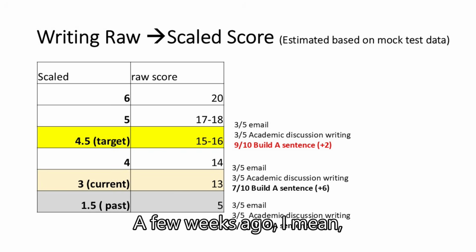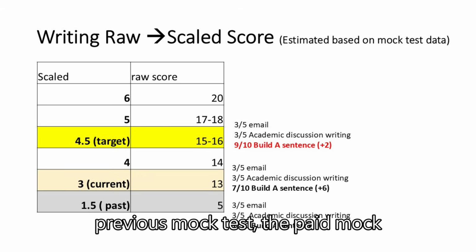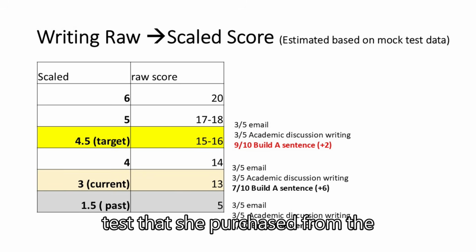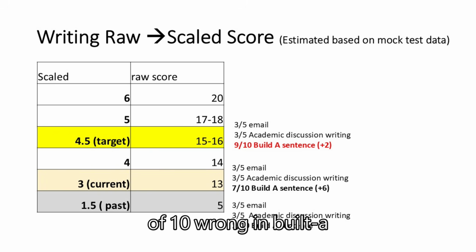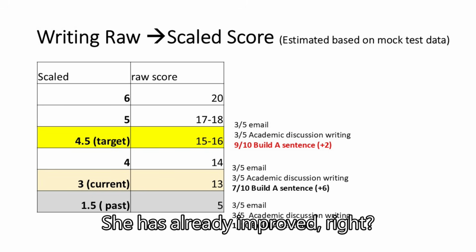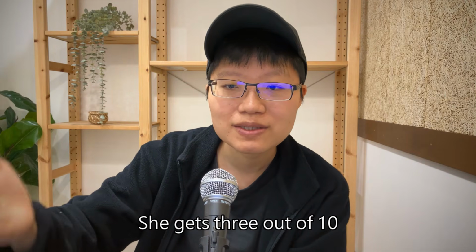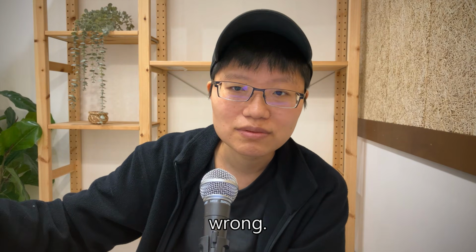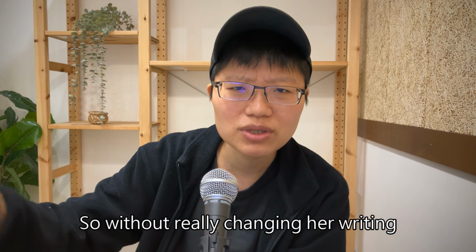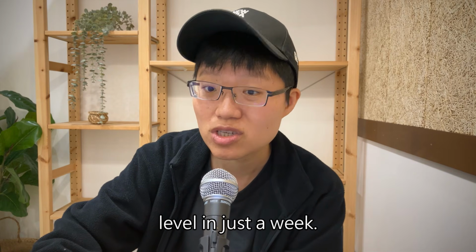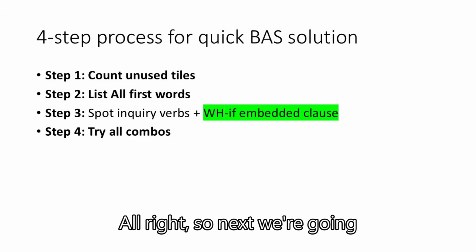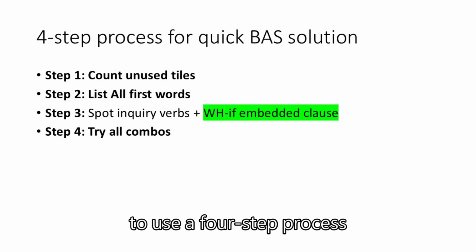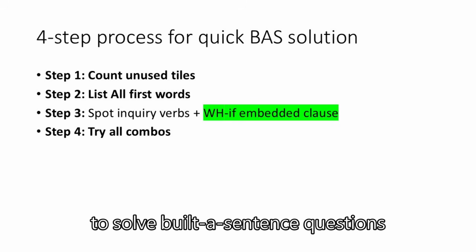A few weeks ago, actually 1 week ago, in her previous mock test, the paid mock test that she purchased from the ETS website, she got 9 out of 10 wrong in build a sentence. Now she's much better. She has already improved, right? She gets 3 out of 10 wrong, without really changing her writing level in just a week. So I told her, all right, next, we're going to use a 4-step process to solve build a sentence questions quickly.